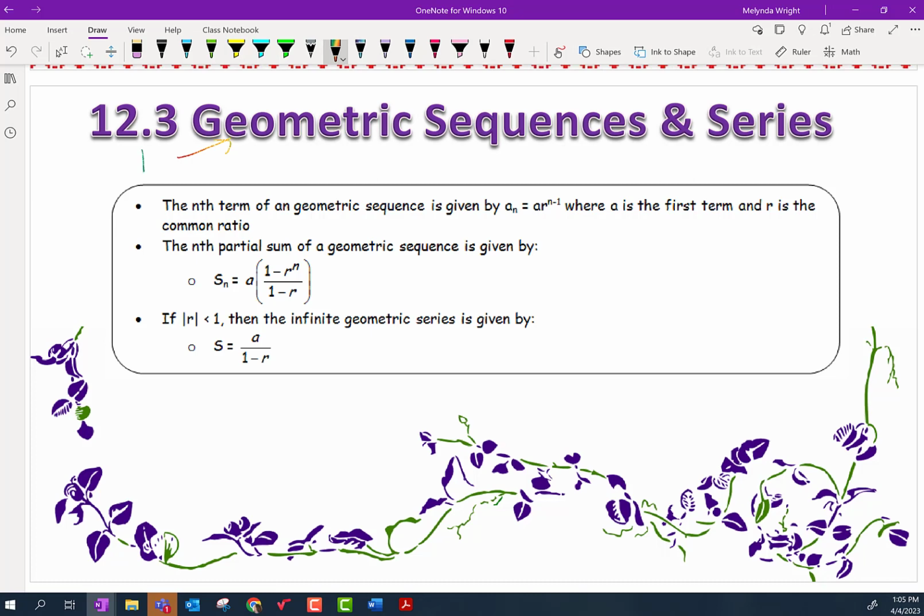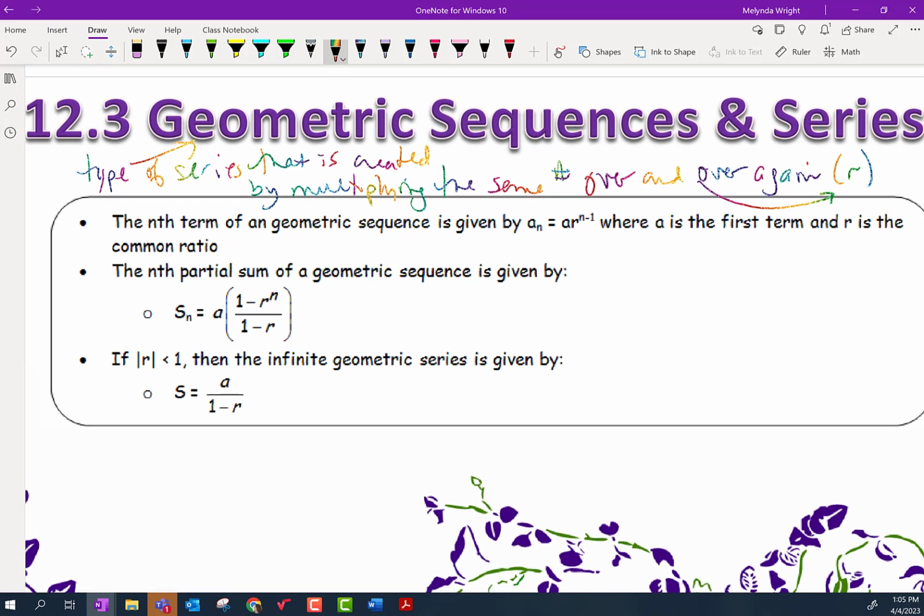It's a type of sequence or series, either one, that is created by multiplying the same number over and over again. And that number is r. That's the number we're multiplying over and over again. So that's the kind of sequence or series that a geometric one is.